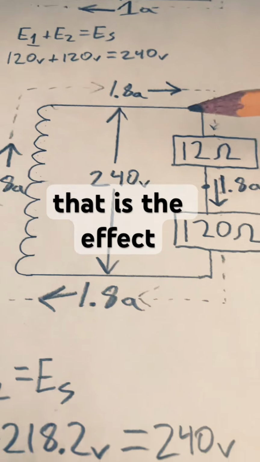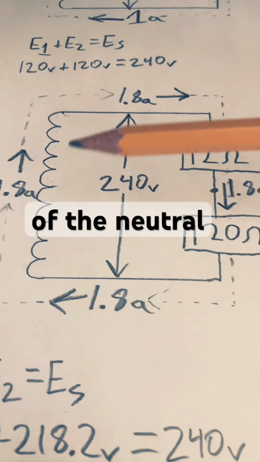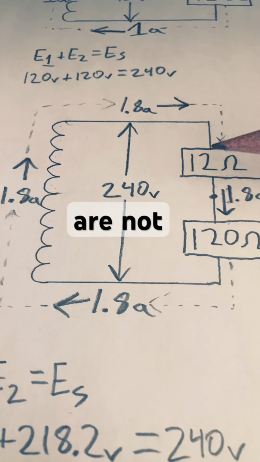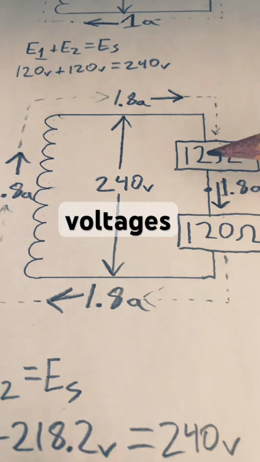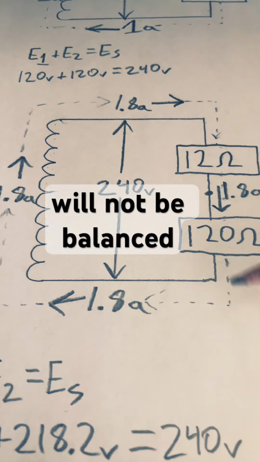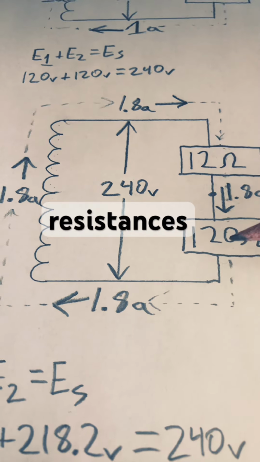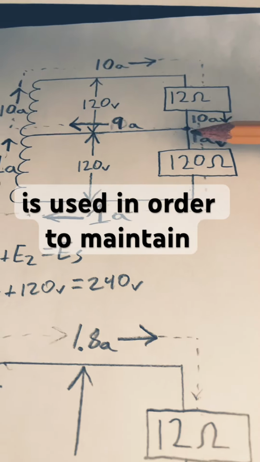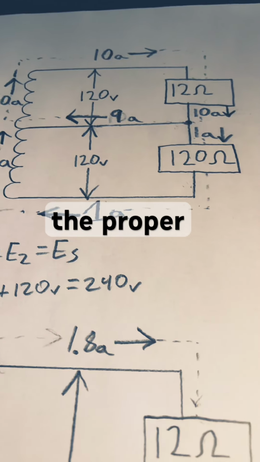That is the effect of the loss of the neutral in this sort of situation. If the loads are not balanced, the voltages will not be balanced across the individual resistances. That is the reason why the neutral conductor is used, in order to maintain the balance, to maintain the proper voltage.